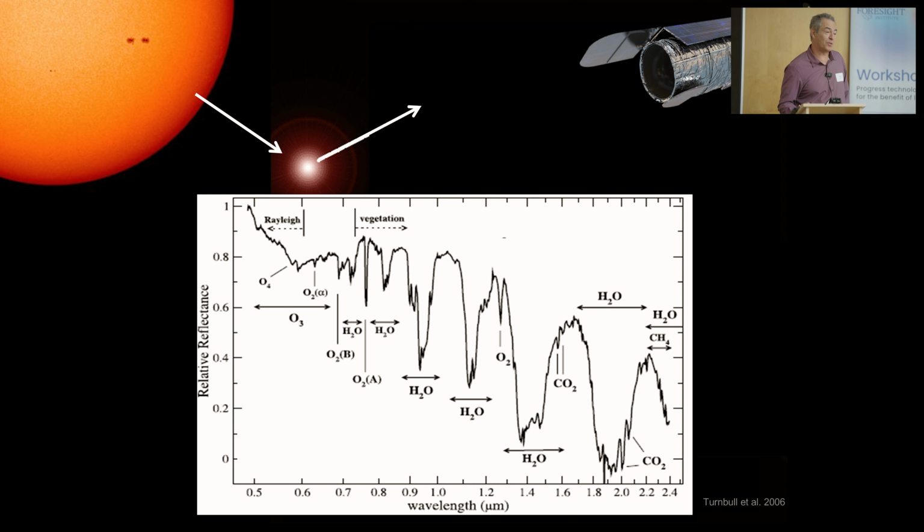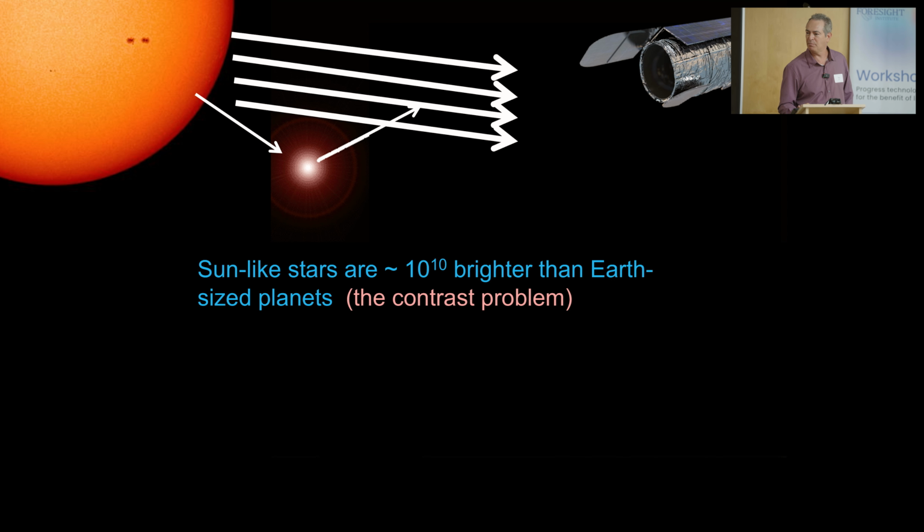Now, there's one problem with that, because the spectroscopy part is the easy part. The hard part is the fact that it's not just the planet light that we are receiving, but it's lots and lots and lots of photons from the star. So this is what I call the contrast problem, where the light from the star is about 10 billion times brighter than the reflected light from the planet.